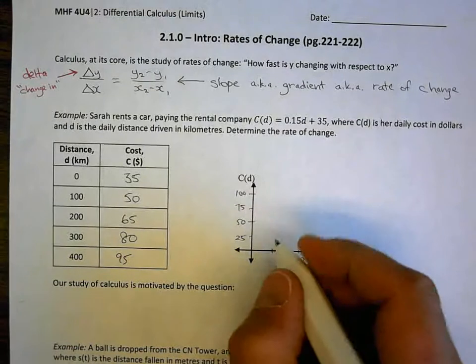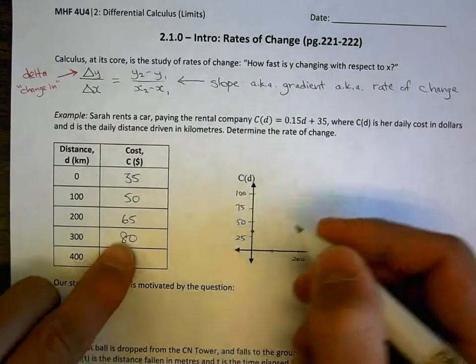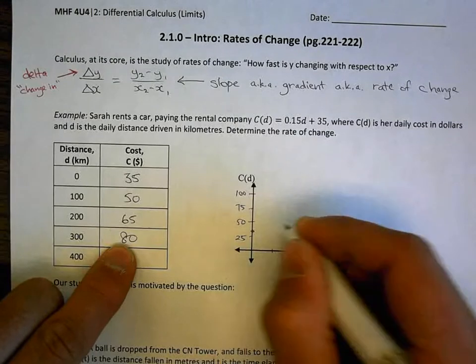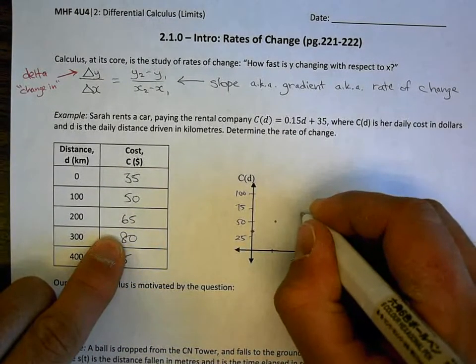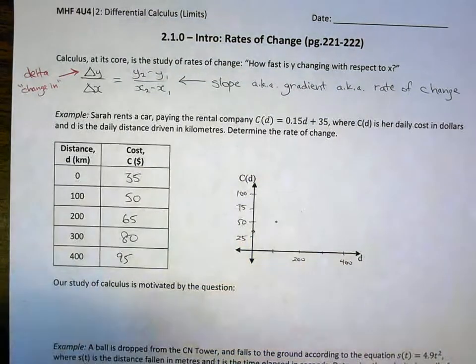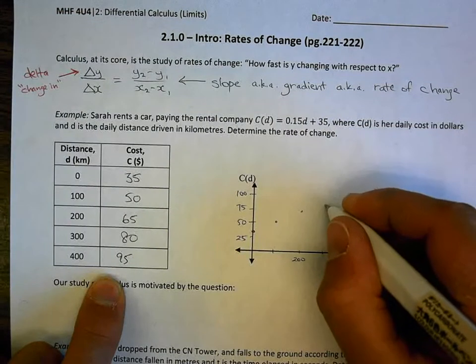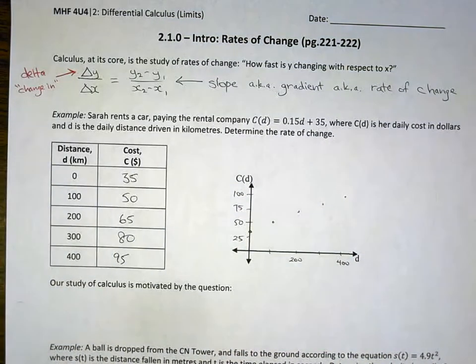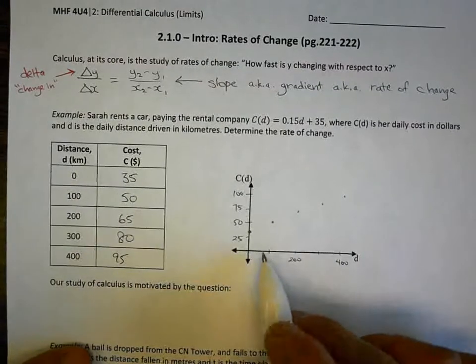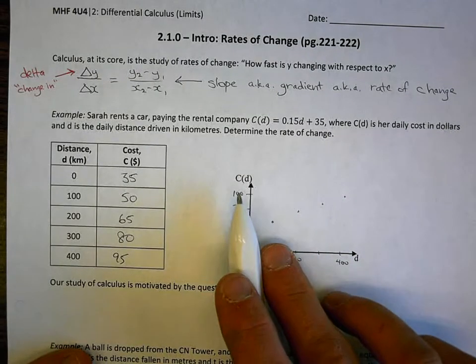So if I were to graph this information, well, we start at 35, which is somewhere up here. Then I go to 50, 200 is 65, etc., etc., etc. What's the next one? 300 is 80, and then 400 is 95, somewhere like that. Okay, so that's my graph showing the relationship between distance and cost.